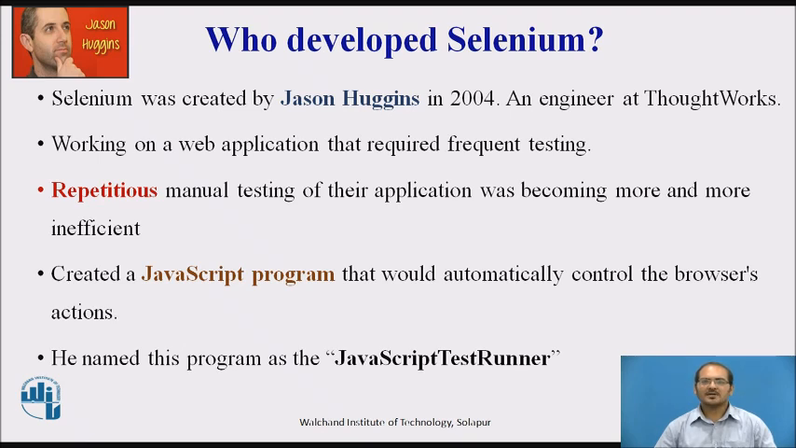Having realized that the repetitious manual testing of their application was becoming more and more inefficient, he created a JavaScript program that would automatically control the browser's action. He named this program as a JavaScript test runner. Seeing the potential in this idea to help automate other web applications, he made the JavaScript runner as the open source, which was later renamed as a Selenium Core.